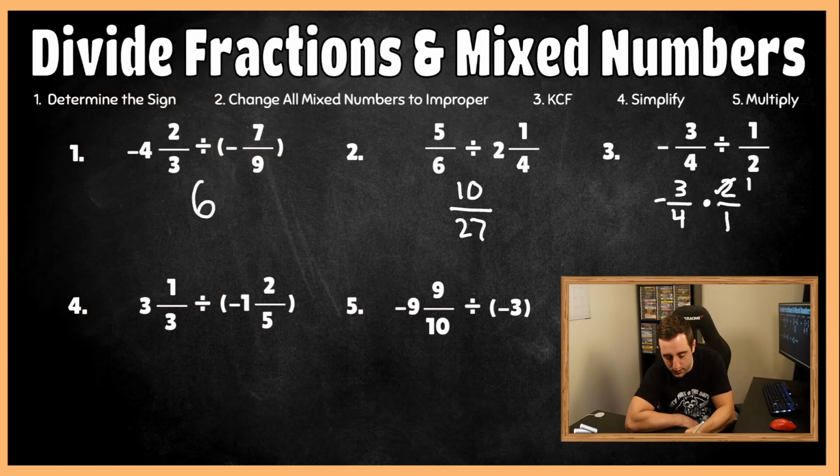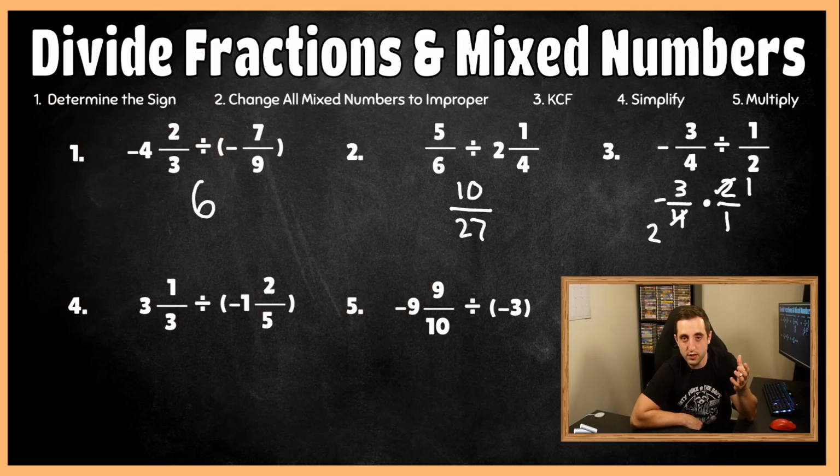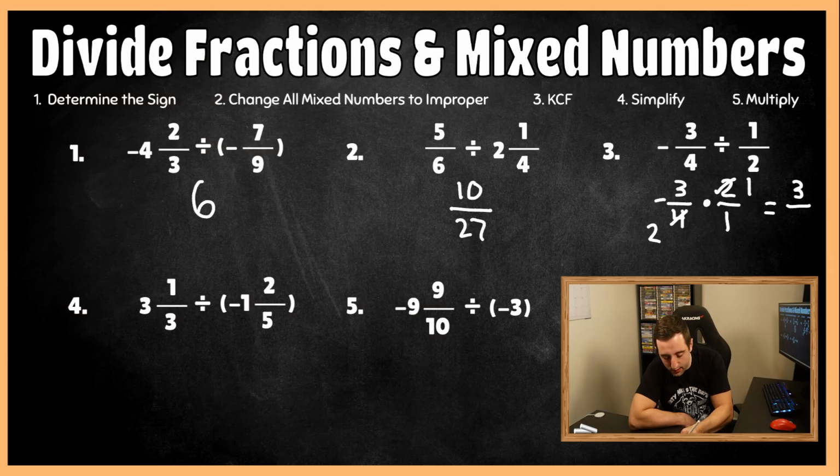So 2 divided by 2 is 1. 4 divided by 2 is 2. 3 and 1 are only divisible by 1, so that's not going to change anything. And then the only thing we're going to do now is multiply across. So 3 times 1 is 3, and 2 times 1 is 2. We just want to make sure that this is still negative.